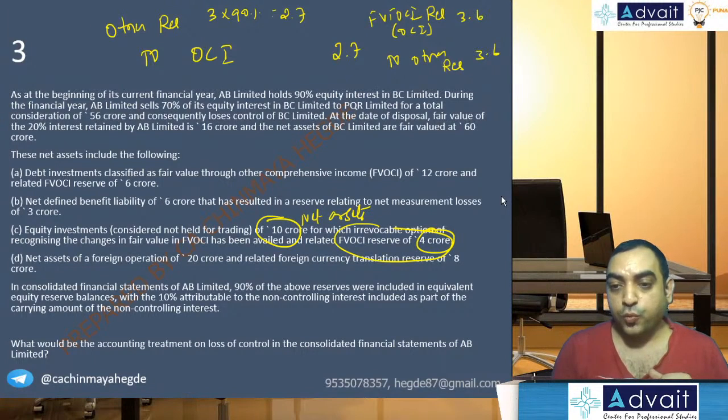So anybody is asking, why do we recognize it when it is sold? Because when it is unsold, it is an unrealized profit, so we don't take it to P&L. When it is sold, it becomes realized profit, so we take it to P&L. Hope you got that clarity.